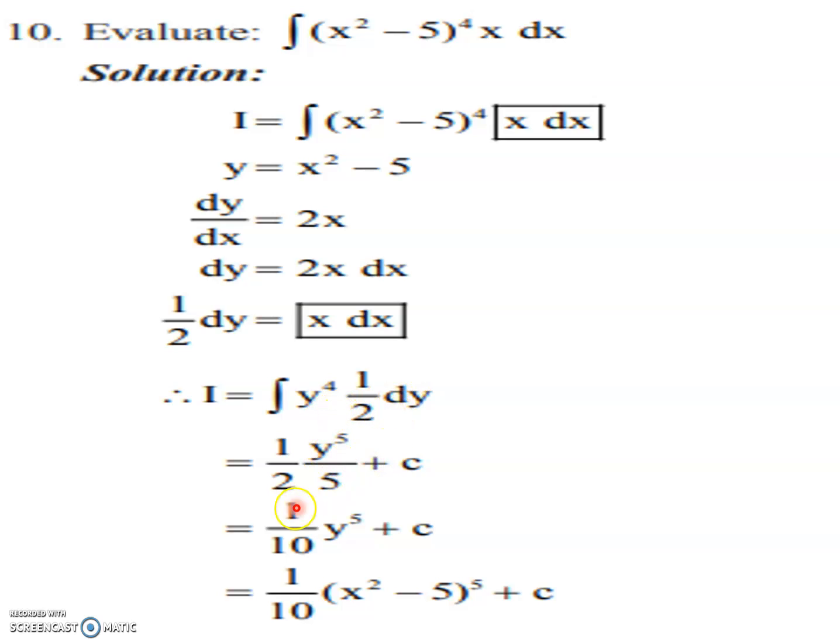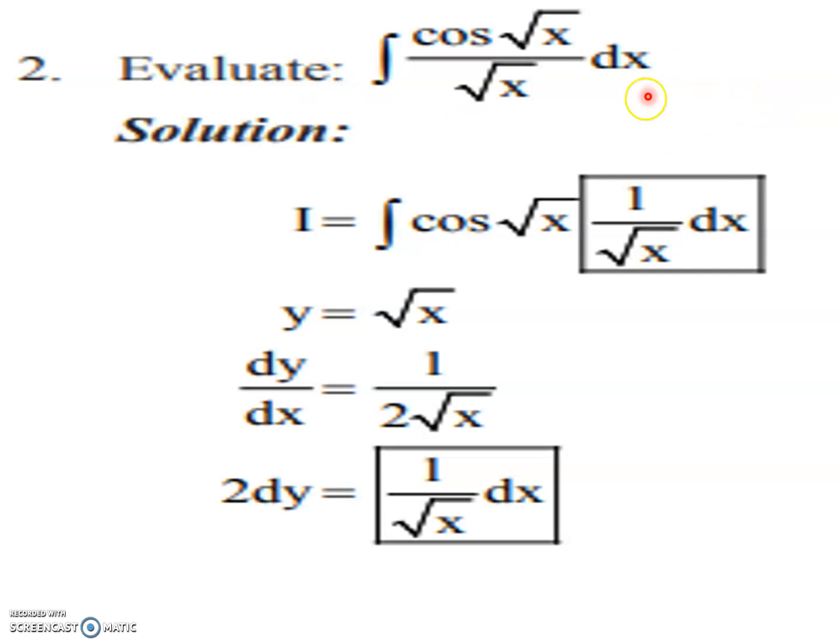We know that 1 upon 2 is a constant, so we take it outside. What is the integration of y raised to 4? Yes, it is y raised to 5 upon 5. We know that the integration of x raised to n is x raised to n plus 1 upon n plus 1. That's why 1 upon 10 y raised to 5 plus c is the answer. We have to resubstitute the value of y, that is y is equal to x square minus 5. That's why we derive the final answer of the integration of x square minus 5 raised to 4 x dx is 1 upon 10 x square minus 5 bracket raised to 5 plus c.